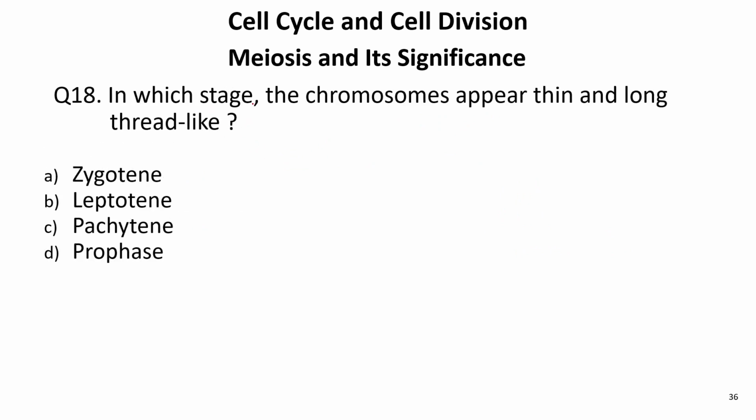Now the next question is, in which stage do the chromosomes appear thin and long and thread-like? The options are zygotene, leptotene, pachytene and prophase. Initially, we have prophase. They are talking about prophase 1 of meiosis 1, which is the reductional division. Prophase 1 is further divided into leptotene, then zygotene, then pachytene, then the fourth substage is diplotene, and the last stage is diakinesis.